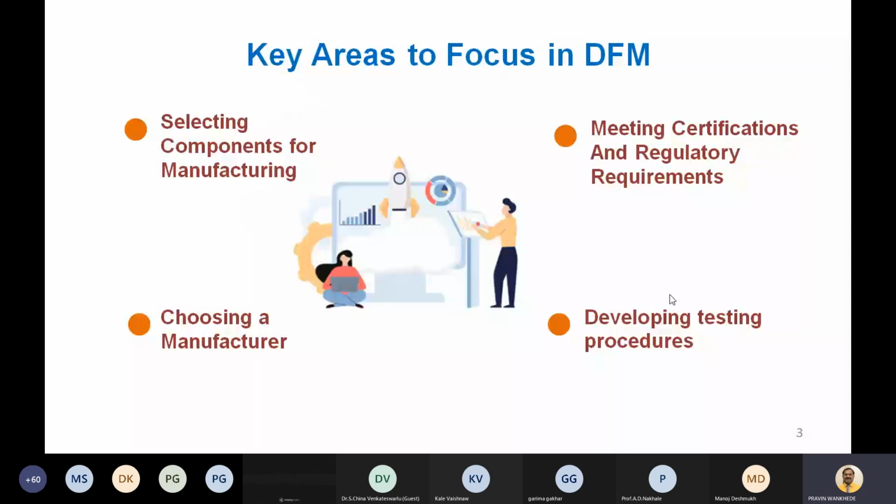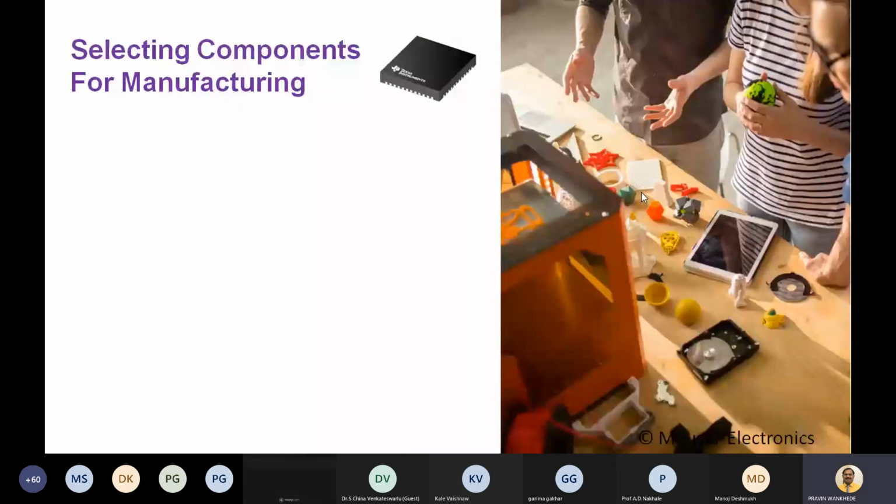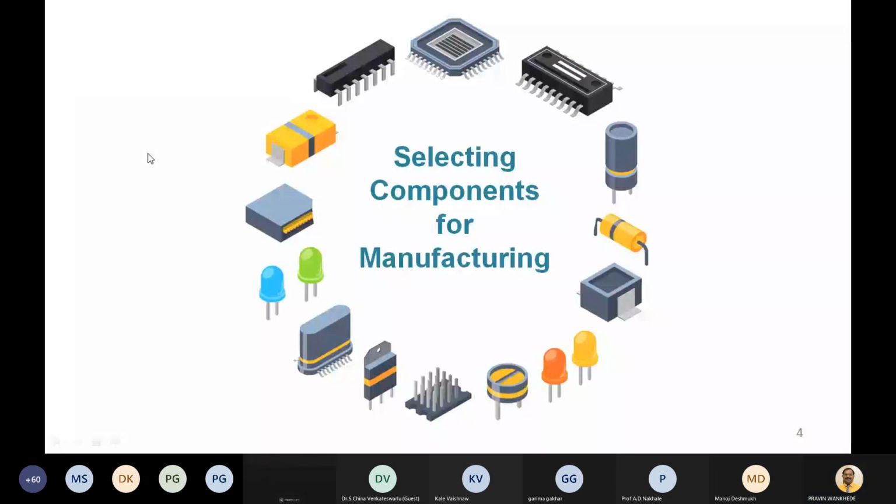Okay, so we'll discuss each and every component in detail. The first point is selecting components for manufacturing. This is a very important part, whether it is electronics hardware or an IoT product. The selection of components is very important, correct? Therefore, let us discuss this. We have already discussed selecting components, but let me discuss it again in more detail.